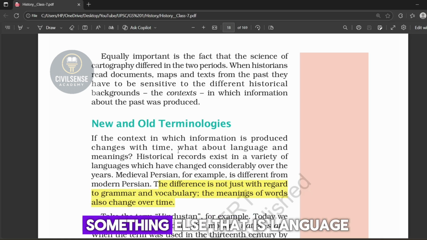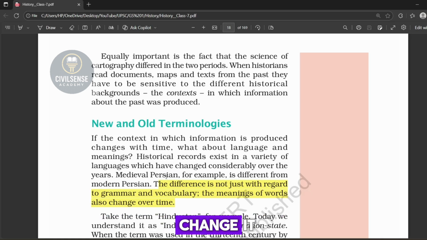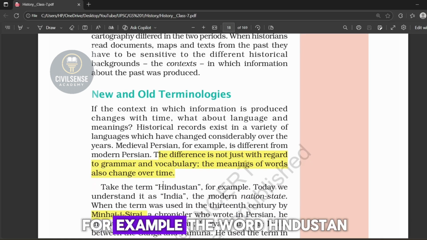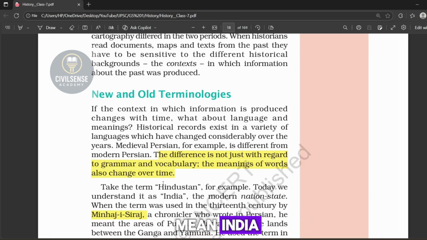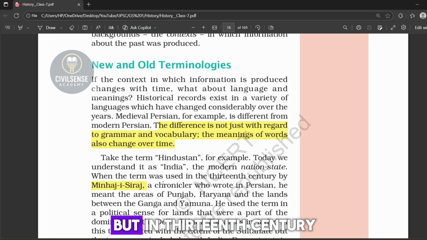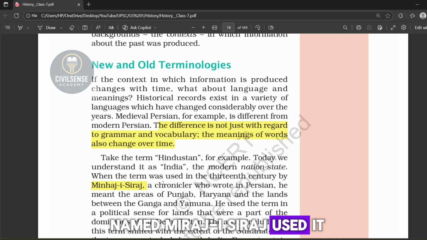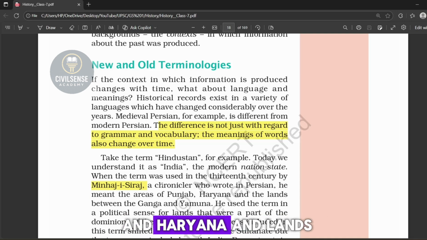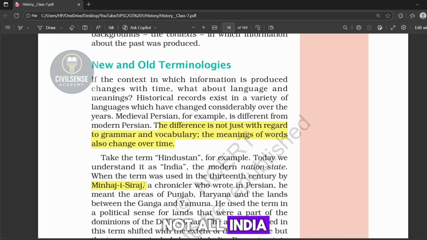Now let's think about something else, that is language. Just like our maps changed, even our words changed over time. For example, the word Hindustan. Today we use it to mean India, the whole country. But in the 13th century, when a Persian chronicler named Minhaj Siraj used it, he meant only Punjab, Haryana and the lands between the Ganga and Yamuna, not all of India.